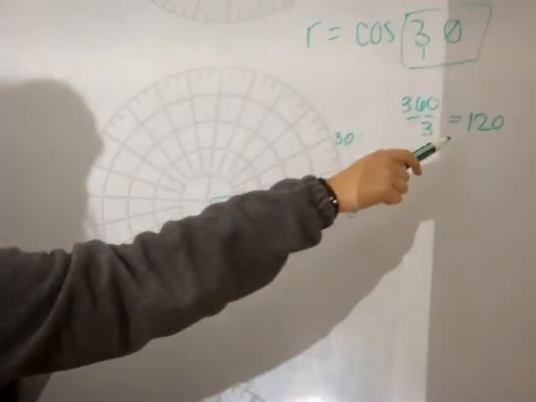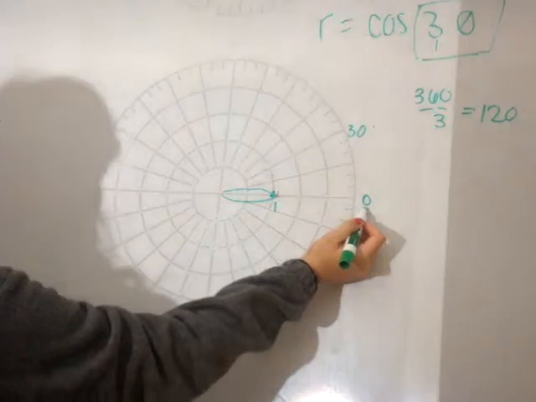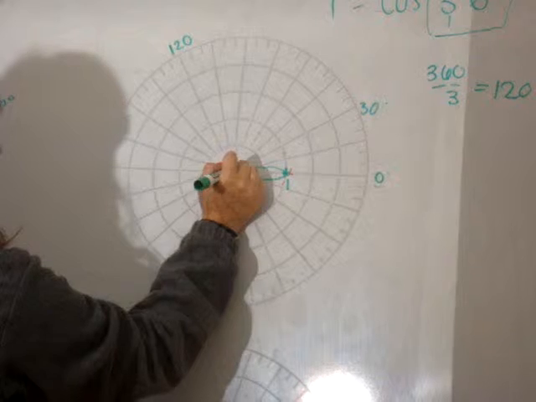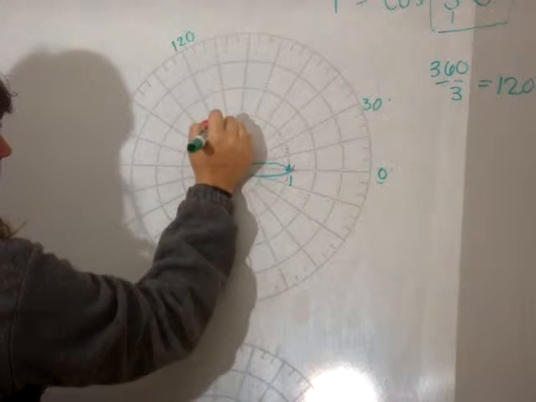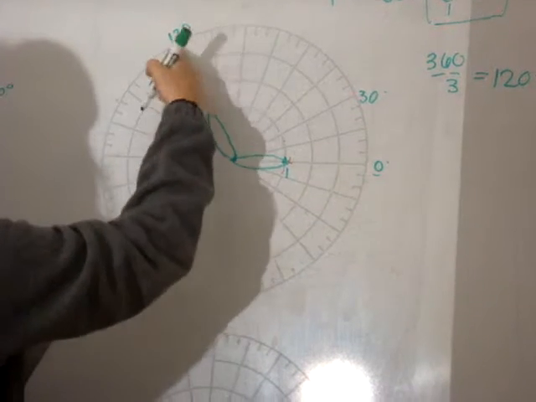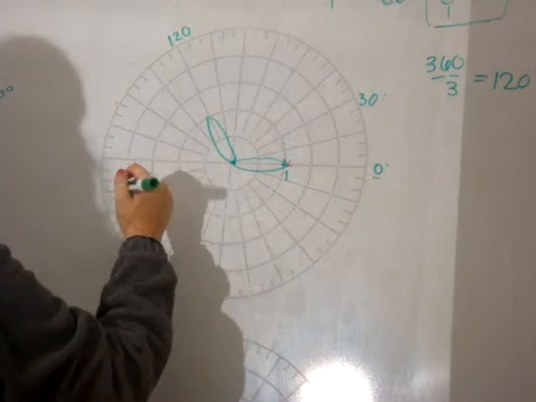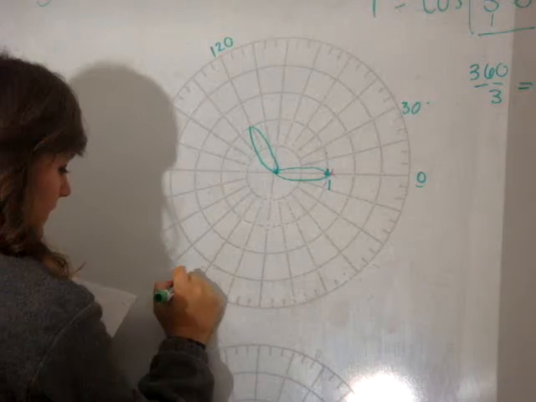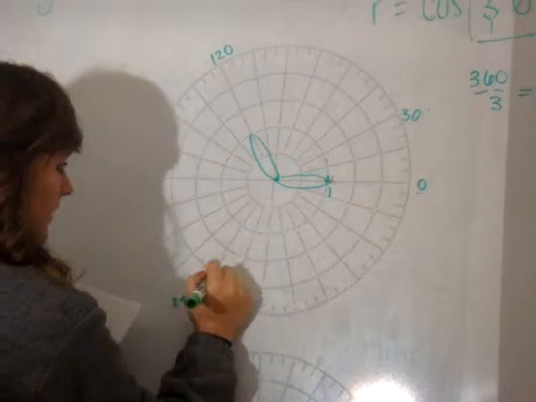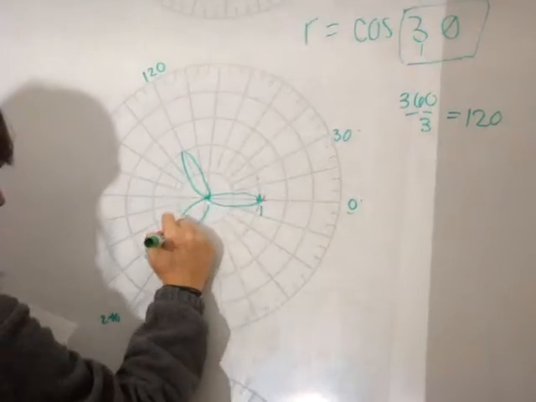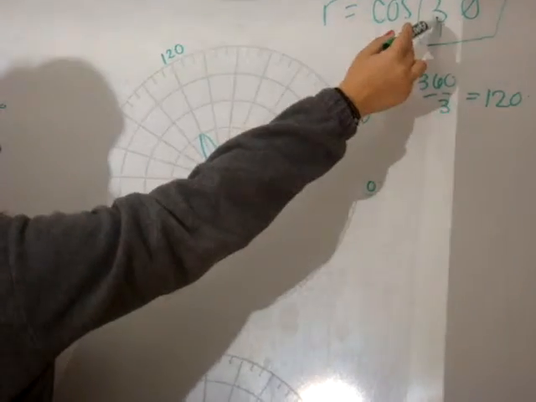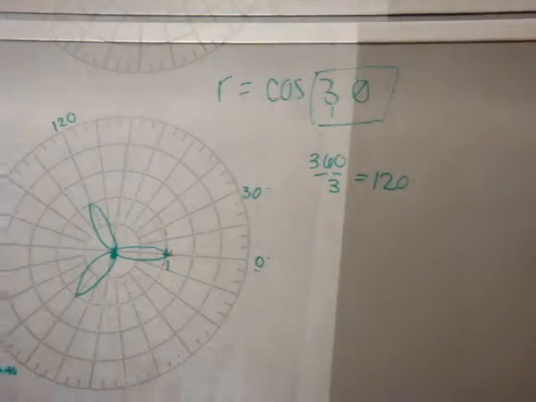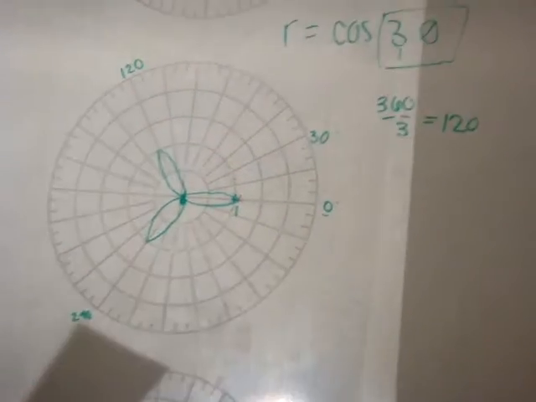So 360 divided by 3 is 120. And so since you're at 0, you just go up to 120 to graph your next petal. And then you just add another 120 to graph the next one, so that'd be at 240. And then, since that's 3, you have 3 petals. And you always have the length of 1. Why is the length 1?